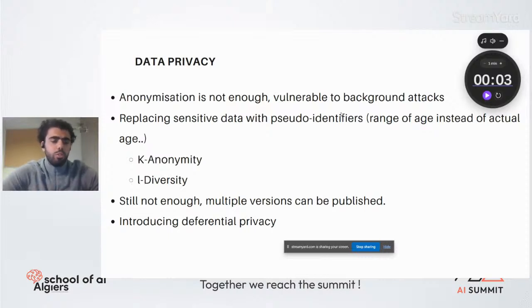Here comes the importance of differential privacy. If we say that our way of publishing data is differentially private, it means that what we publish about the data is not sensitive to an individual contribution in the data. So it's not sensitive to adding or removing one individual in the dataset.